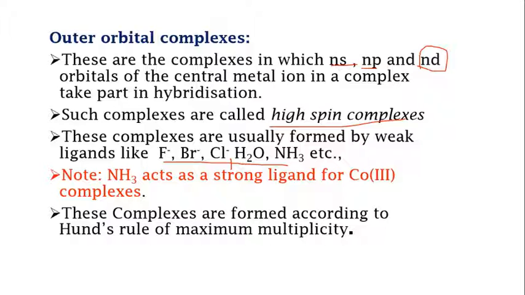Ammonia has a peculiar property. Ammonia acts as a strong field ligand for cobalt complexes. You need to remember that when you are dealing with VBT. These complexes are formed according to Hund's rule of maximum multiplicity. So the outer orbital complexes will follow Hund's rule of maximum multiplicity, whereas inner orbital complexes will not follow Hund's rule of maximum multiplicity.